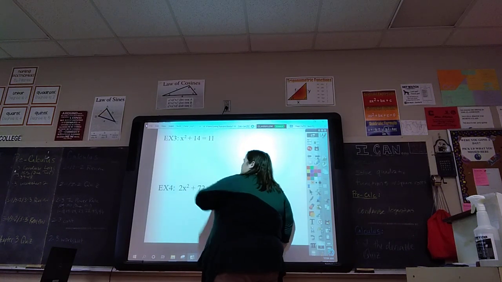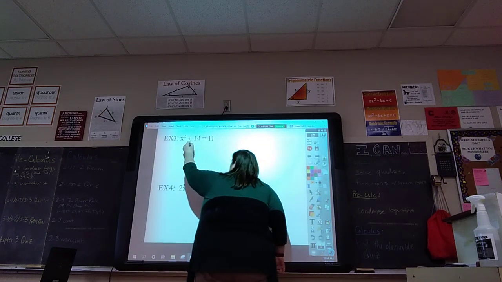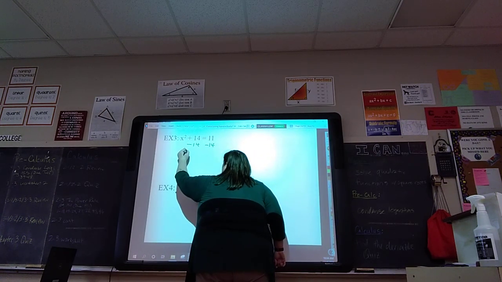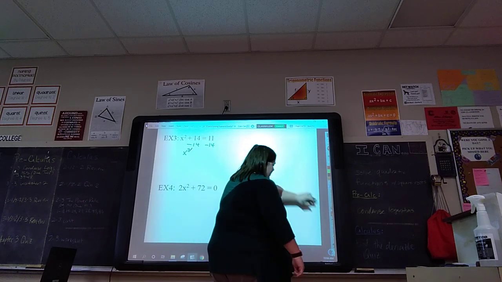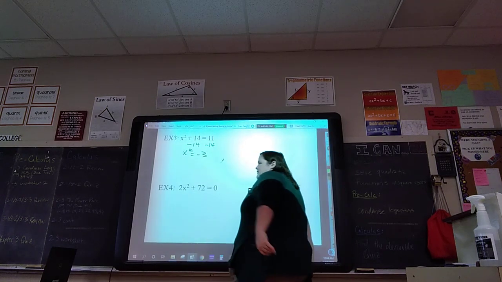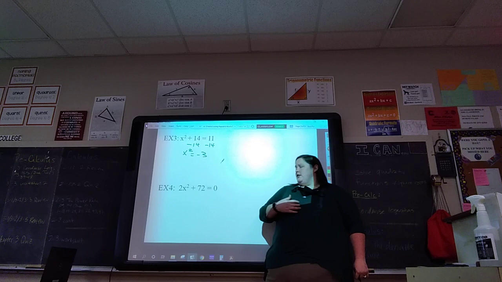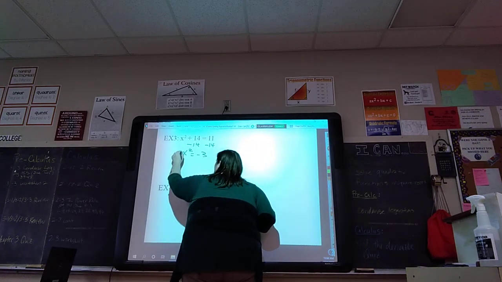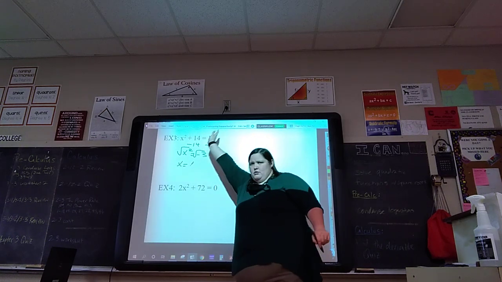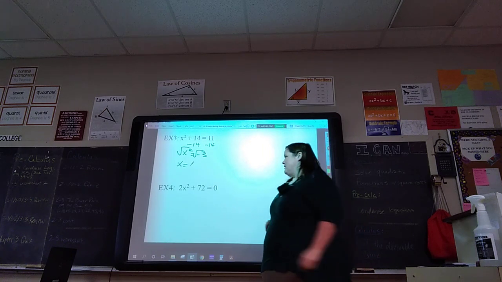So what do we need to do first to solve example 3? Subtract 14. Yeah, we're going to subtract 14. What's 11 minus 14? Negative 3. So I get x squared is equal to negative 3. Now how do I get rid of the square? Square root it. Yep. Can I technically take the square root of a negative? No. So what can I do to the negative? Make it an i. Okay.